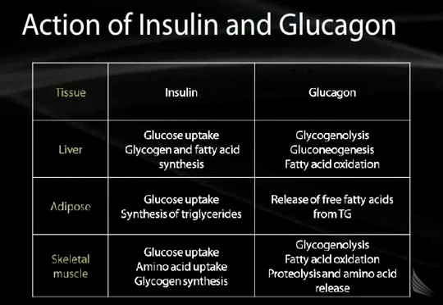Muscle will take up glucose and form glycogen. It will store glycogen, as will the liver in the fed state. It'll also take up amino acids, and those amino acids will be used to add bulk to the muscle.